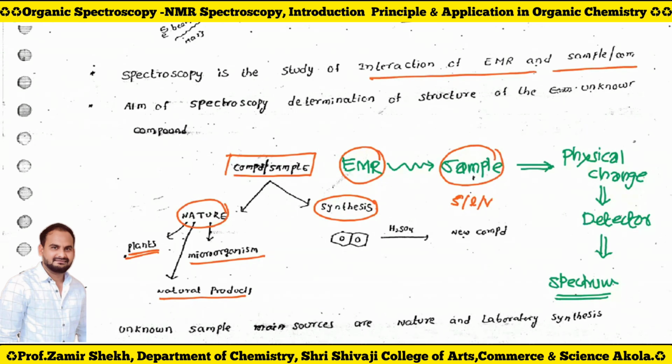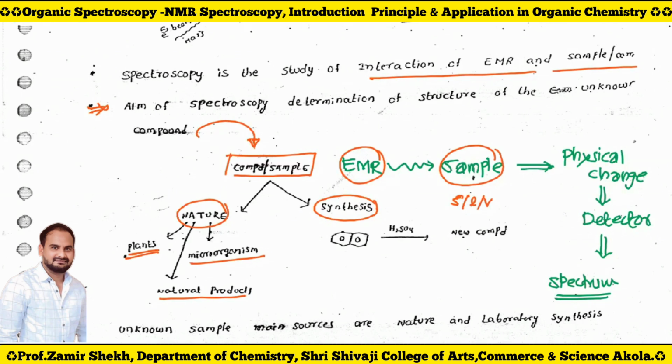And what is the particular aim of spectroscopy? The aim of spectroscopy is to determine the structure of an unknown compound. It may be organic, it may be inorganic, right? So we can determine the structure by using this technique. That compound either comes from nature, from plants or animals, or can be synthesized in the lab.